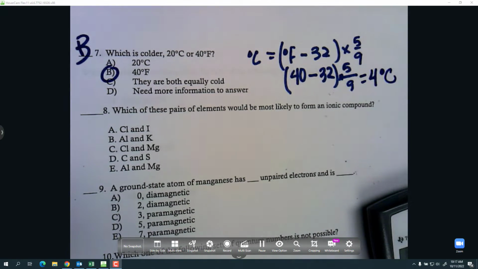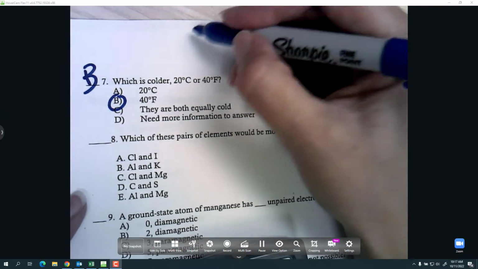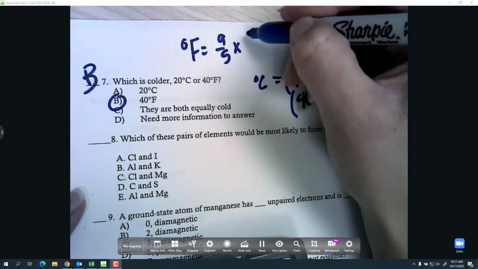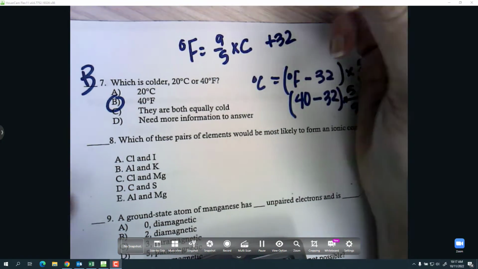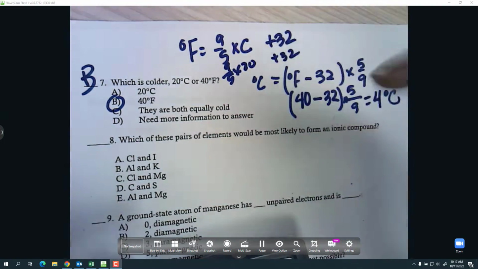I could do it the other way too, just for the record. If I wanted to use the other one, I'm looking again at my equation sheet, and it says degrees Fahrenheit would be 9 over 5 times Celsius, and then add 32. Let me just do that for good measure. 9 over 5 times 20 plus 32.